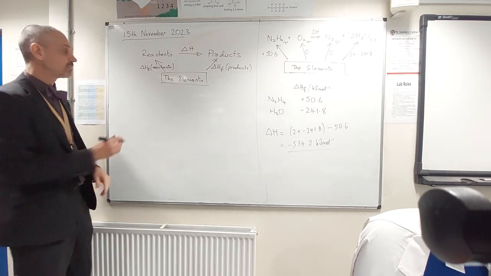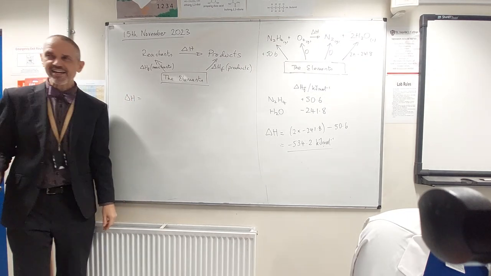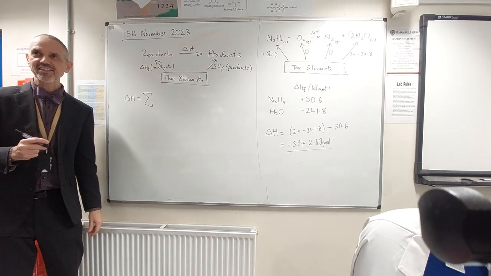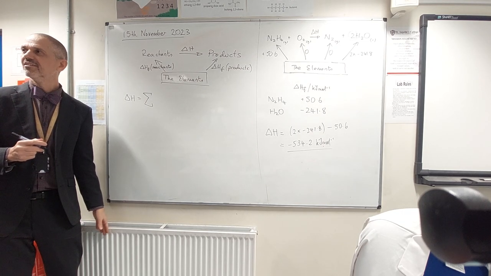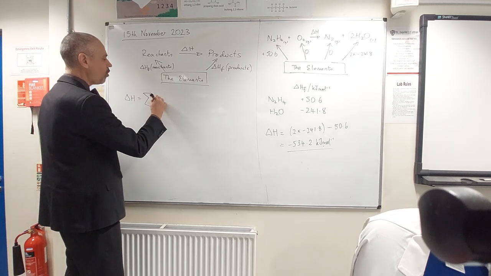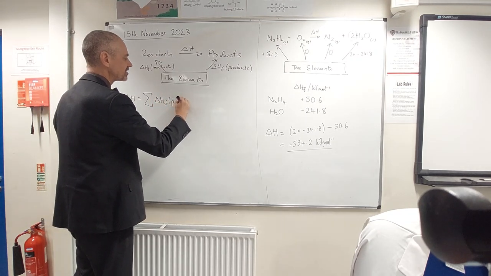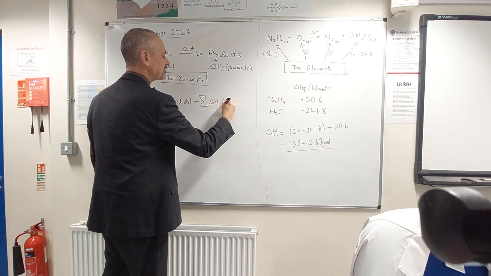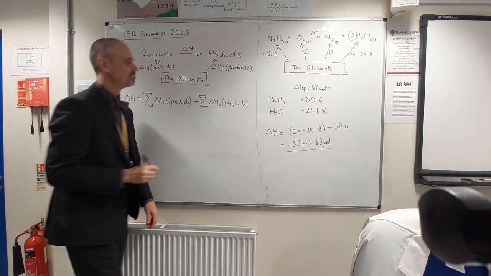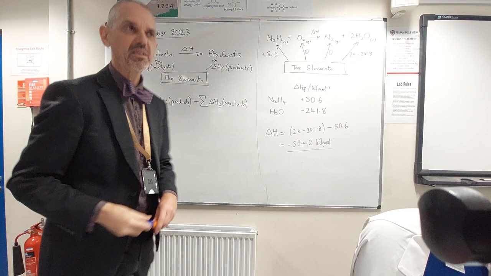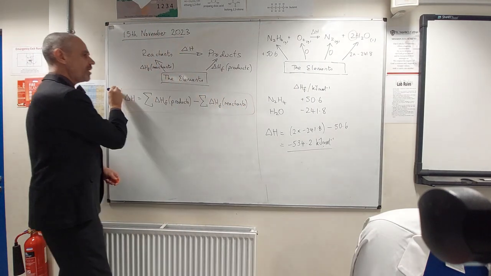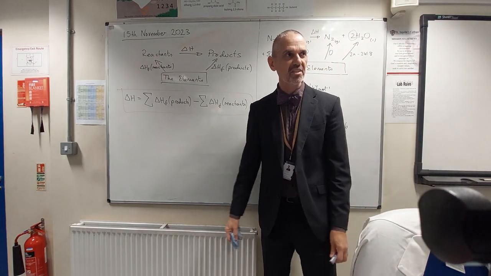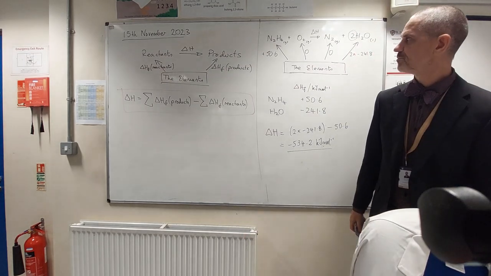So I can generalize this. For any reaction, delta H will be, anyone do any maths? What does it mean? Sum of all of the delta HFs of the products, take away all of the delta HFs of the reactants. Which gives us our first equation for this topic. And we like equations because if we have an equation, we can put the numbers into it and the equation kind of does the work.